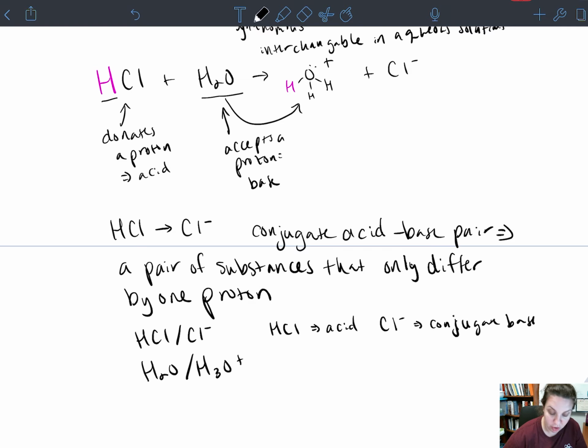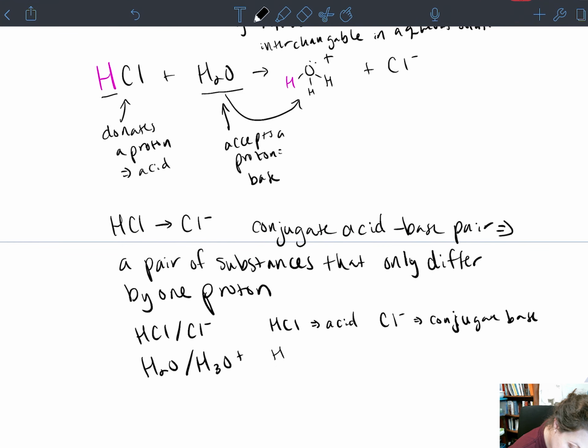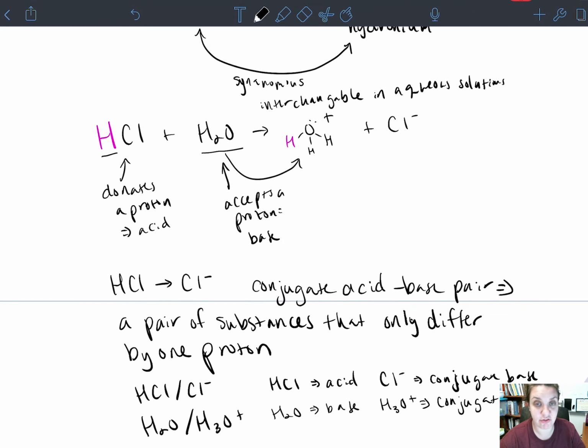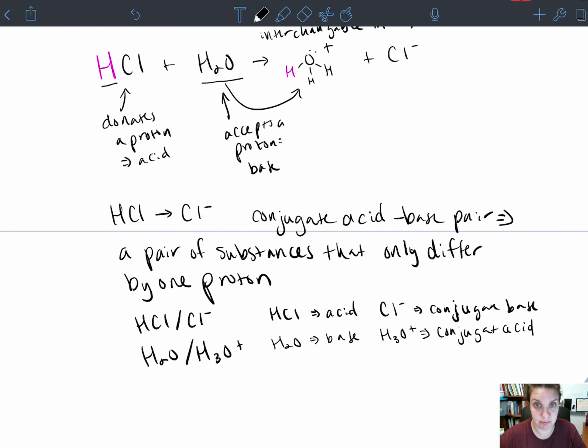In the case of water and hydronium, water is a base, and then hydronium is a conjugate acid. So the things on the left side of our reaction will always be the acid and the base. The things on the right side will be the conjugate acid and the conjugate base. And the substances will only differ by 1 proton. Okay.